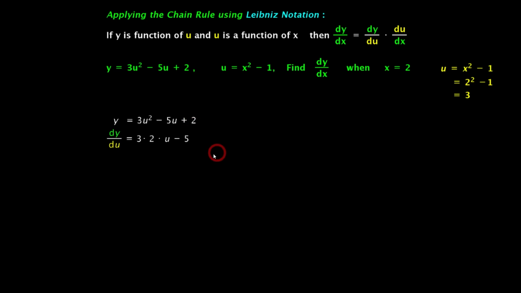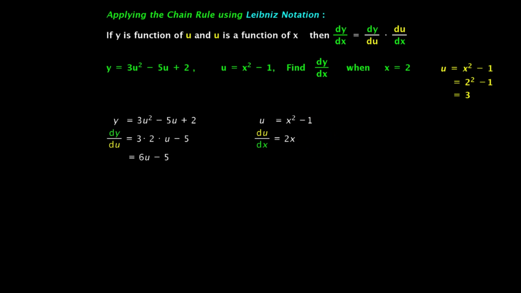And derivative of a constant is 0. We don't need to write the 0. Simplified, it's going to be 2 times 2, 4u minus 5. So that's the final value of dy du. Next, find derivative of u with respect to x. So it's du dx. It's too simple. It's 2 times x to the power 2 minus 1, 2x. That part is 0.